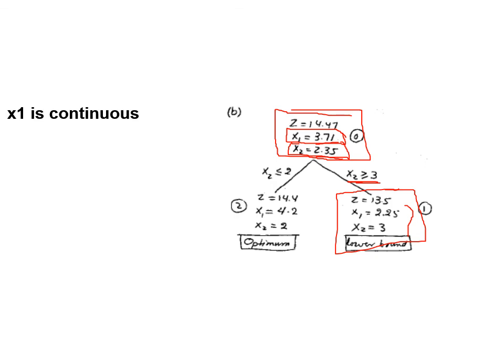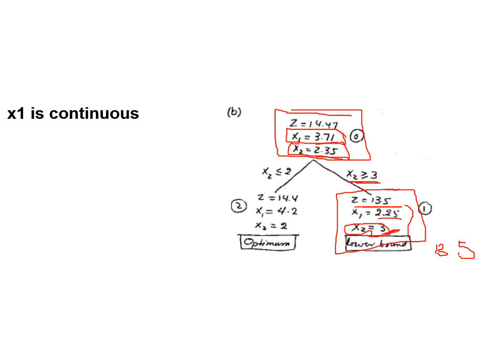Should we stop, fathom, or should we branch? And if you say, okay, we need to branch because x1 is not integer, then it is wrong. Again, x1 is not integer restricted. Only integer restricted variable is x2 and its value is already integer. So we stop here, we fathom because of integer feasibility. Okay, so this is a candidate solution. And our lower bound becomes 13.5. This 13.5 is a lower bound.